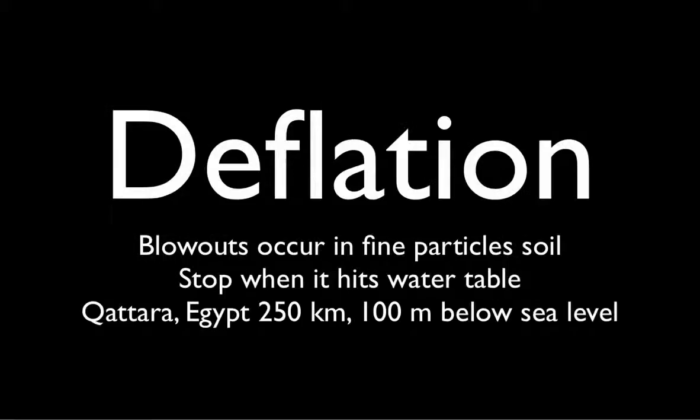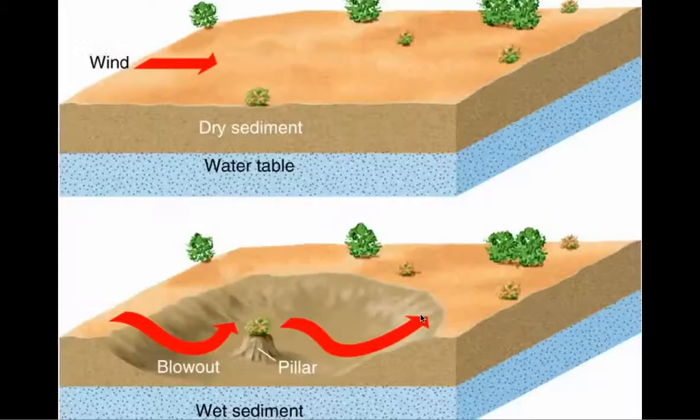Okay, deflation. Deflation occurs where you get a lot of wind, and little by little, it can blow out fine soil particles. It stops when it hits, well, the water table, like we talked about, I think, in the last chapter. Qatar, Egypt, the deflation bowl there is 250 kilometers long. What is that, 62, 128? About 153 miles long and 100 meters below sea level.